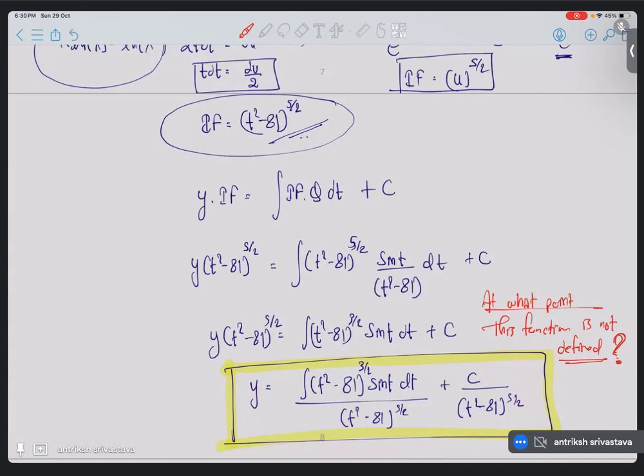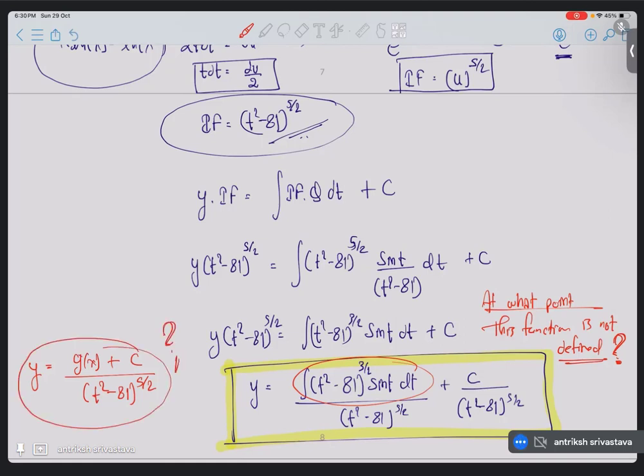Let's say we don't need to perform this integration, because when we perform it, either we get another function or we get some constant value. So let me just write g(x) on the numerator, and then g(x) plus c divided by t square minus 81 pi by 2. Now I am asking you, at what point is this function not defined? Tell me, what do you think?